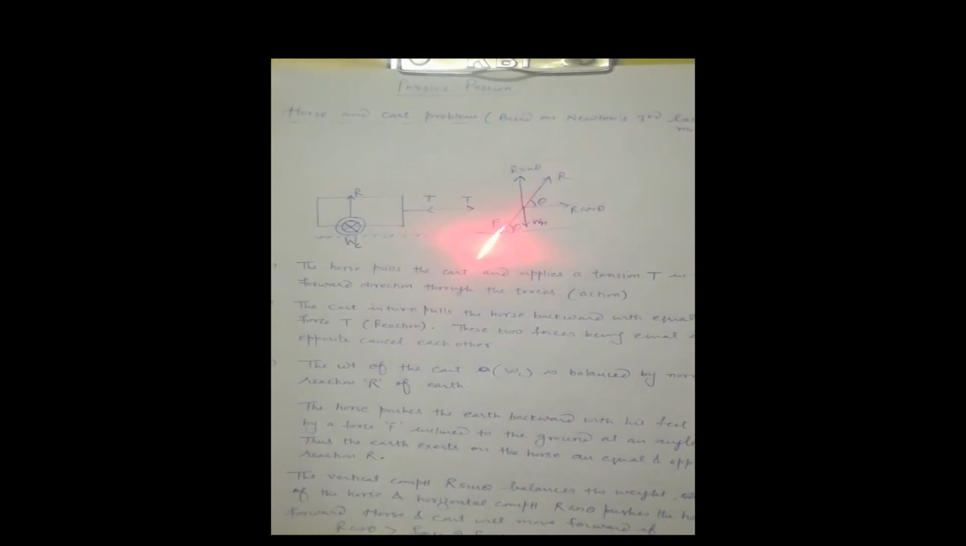Now the cart in turn pulls the horse backward with equal tension T. We will say that this is the force of reaction. So these two forces, action and reaction, being equal and opposite, will cancel the effect of each other.